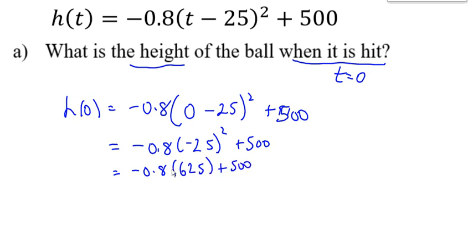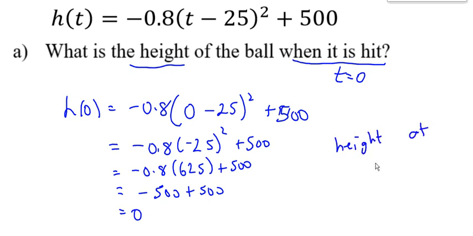Then negative 0.8 times 6.28 comes before the plus. So negative 0.8 times 6.28. So when I multiply this, I get negative 500. And then finally, I can do negative 500 plus 500. Oh, the height is 0. So the height of the ball, when it was hit, is 0. Which means the ball was actually hit directly from ground level. It wasn't on a hill or a cliff or something.